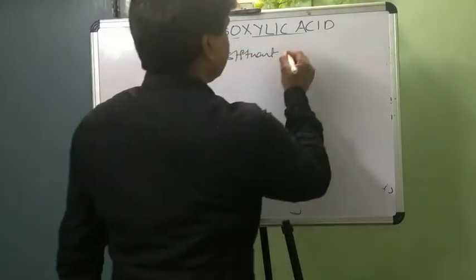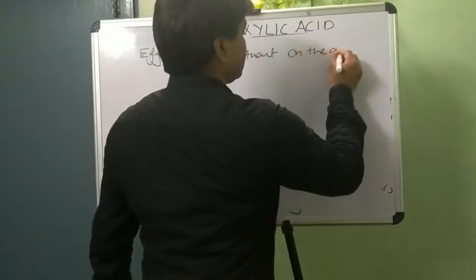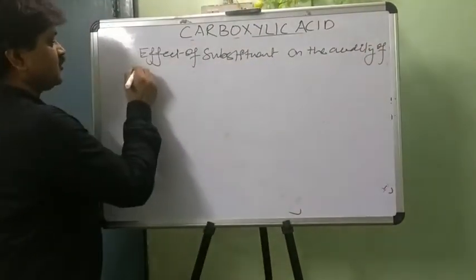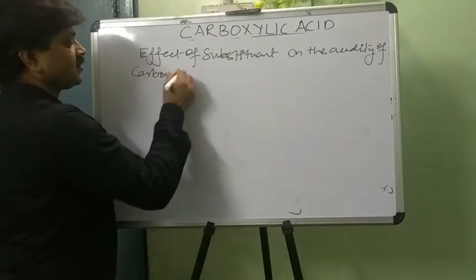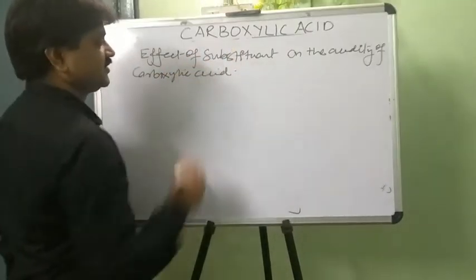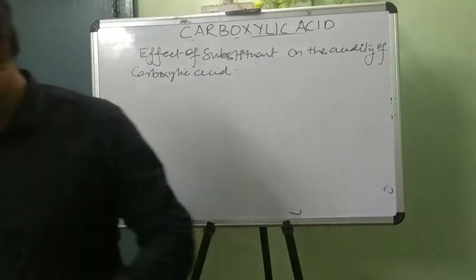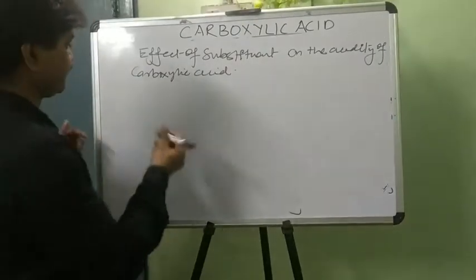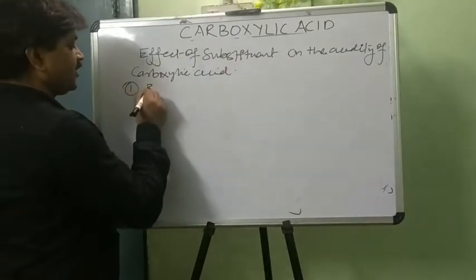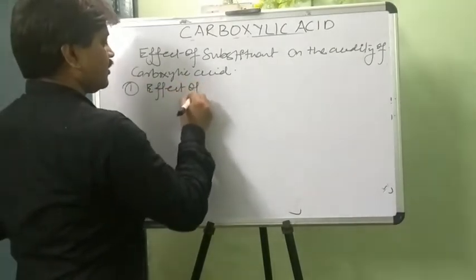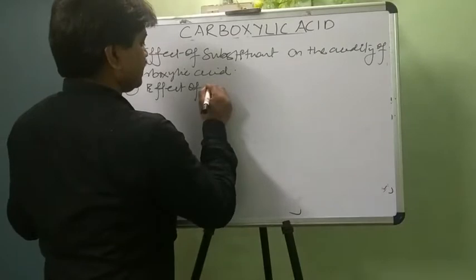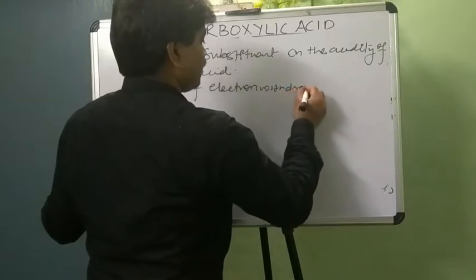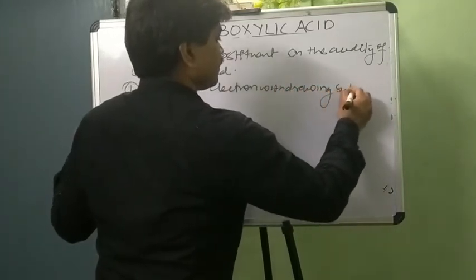On the acidity of carboxylic acids. So first of all, this is the effect of electron withdrawing substituents.